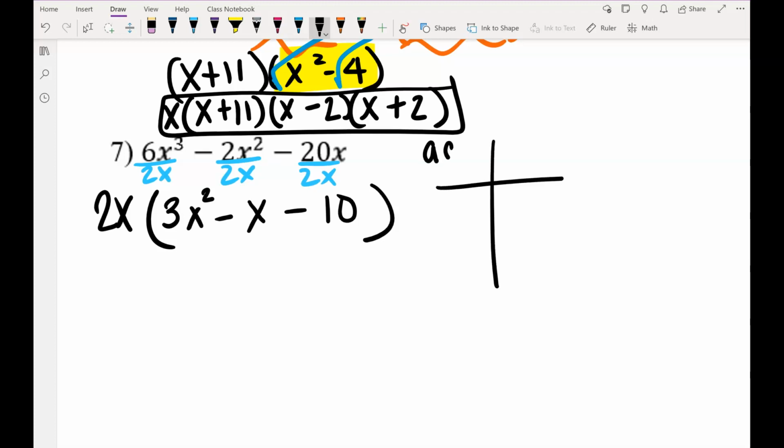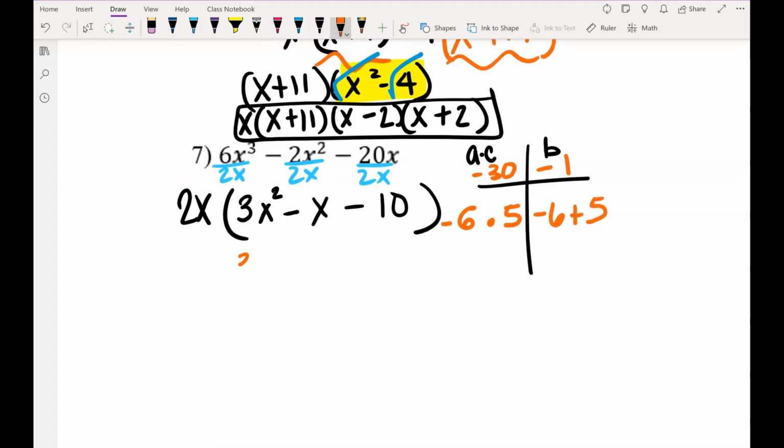A times C is over here, and then the B term goes here. What's A times C? Negative 30, and when we add them, it has to equal what? Negative 1. Can you possibly give me two numbers that multiply to negative 30, and when we add the two numbers, we have negative 1? Six and 5, okay, but one of them has to be what? Okay, which one's negative? Yep, negative 6. So negative 6 plus 5 is negative 1.